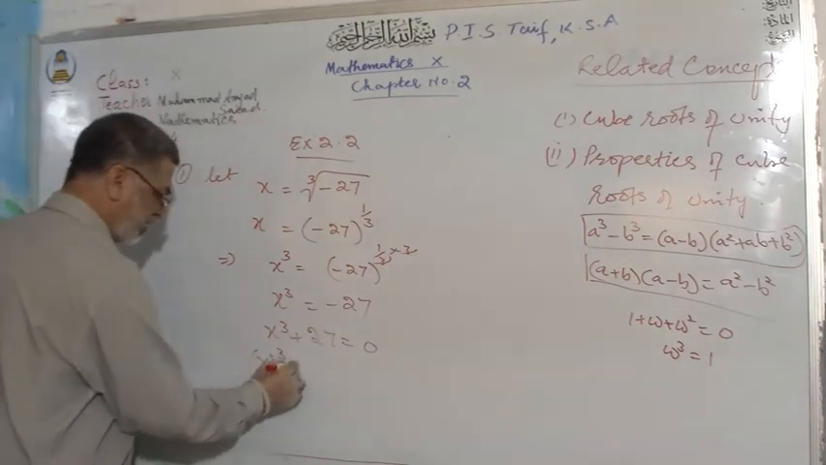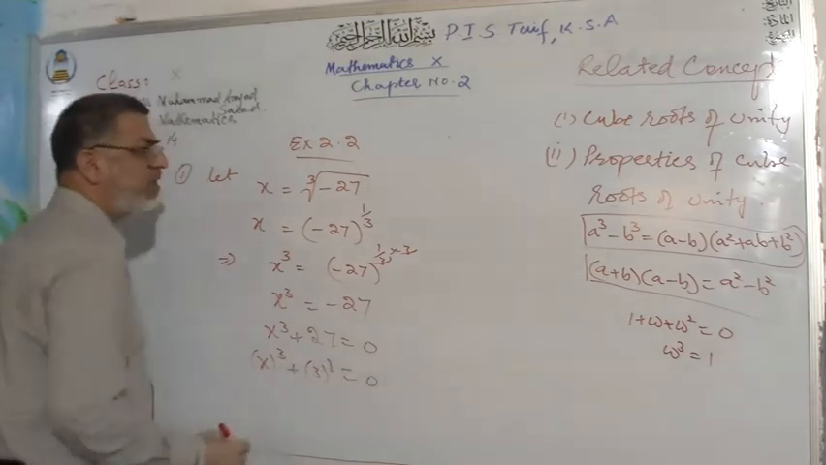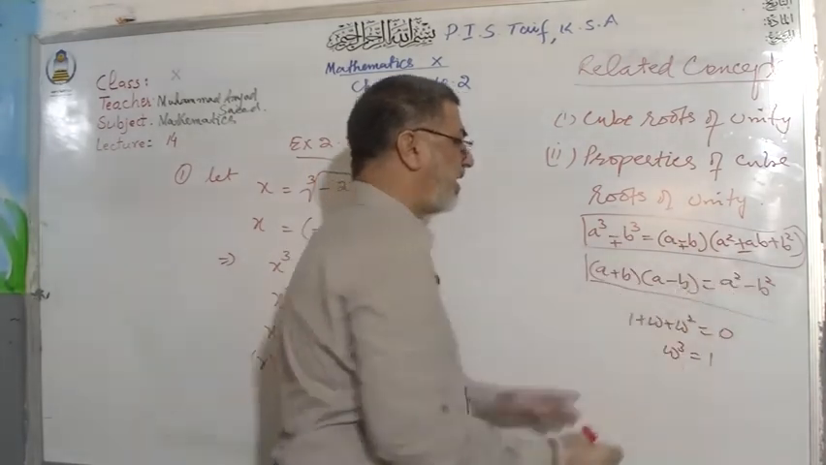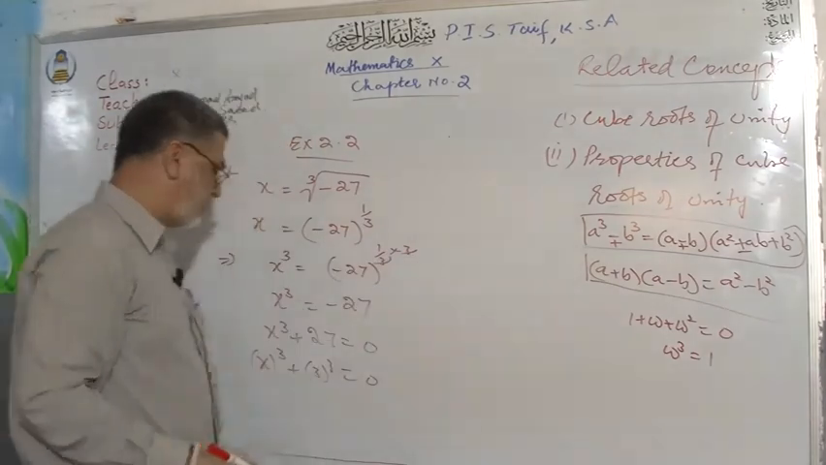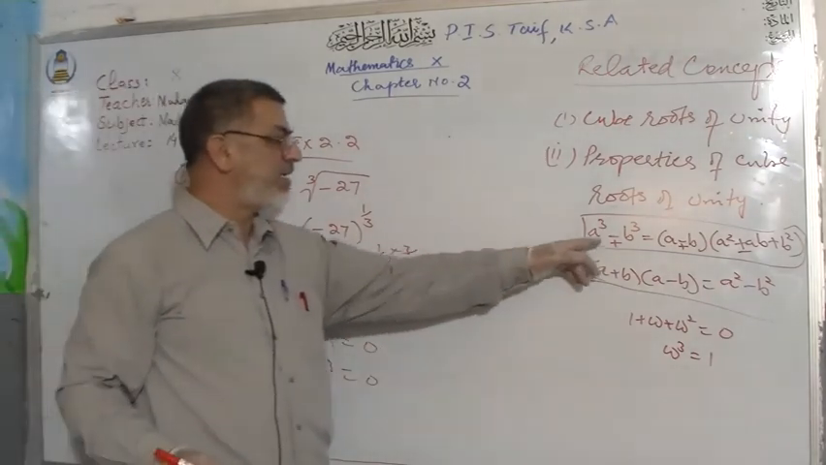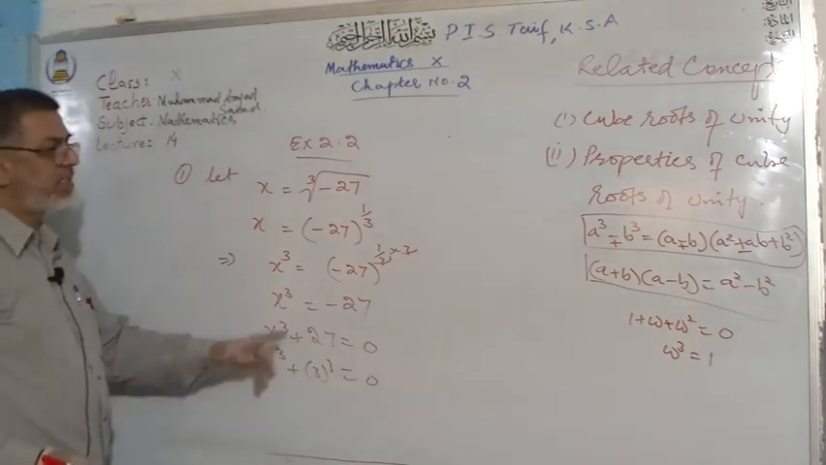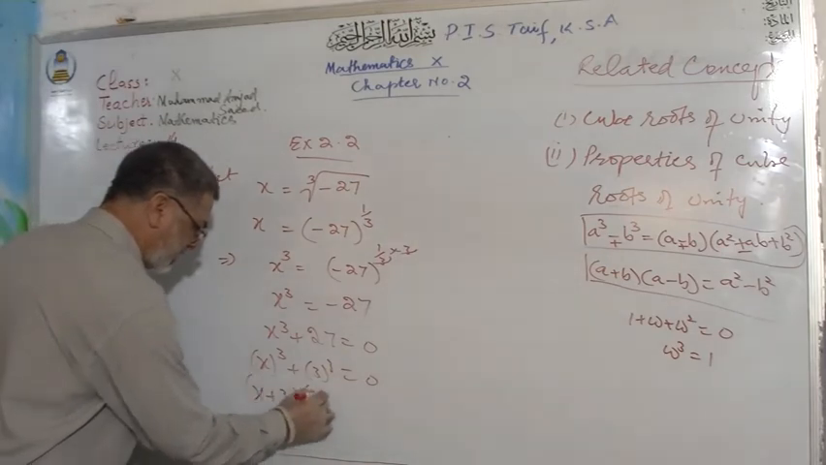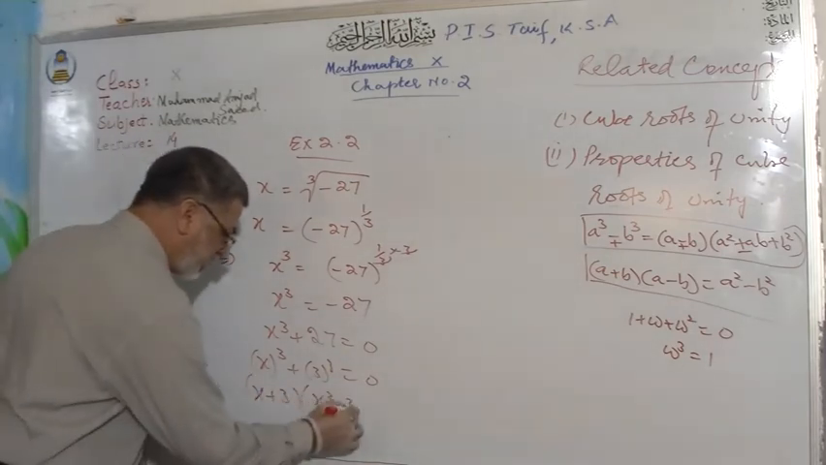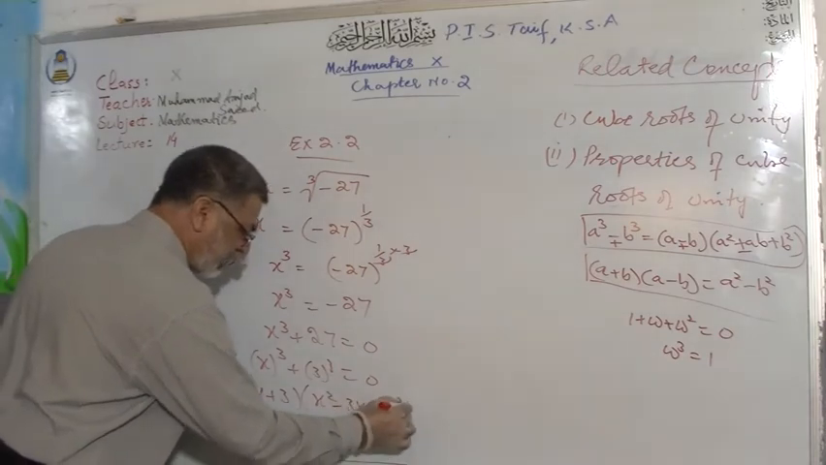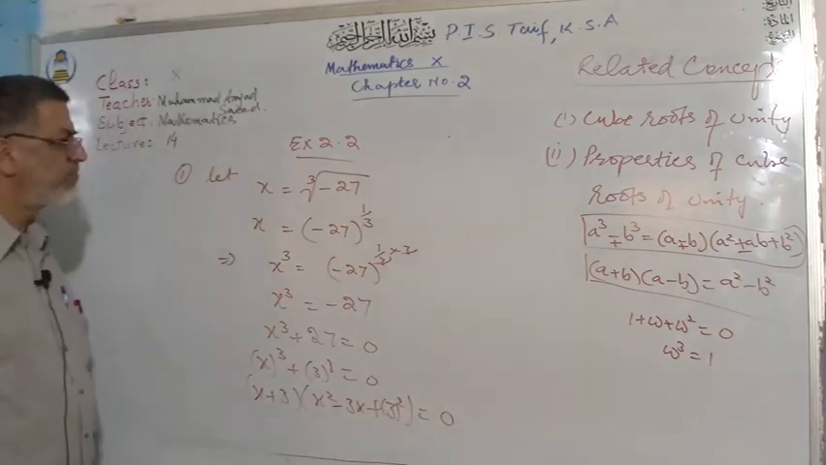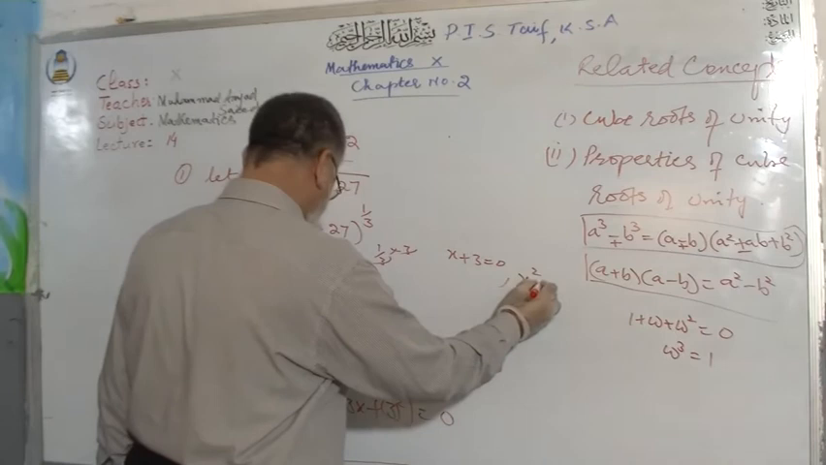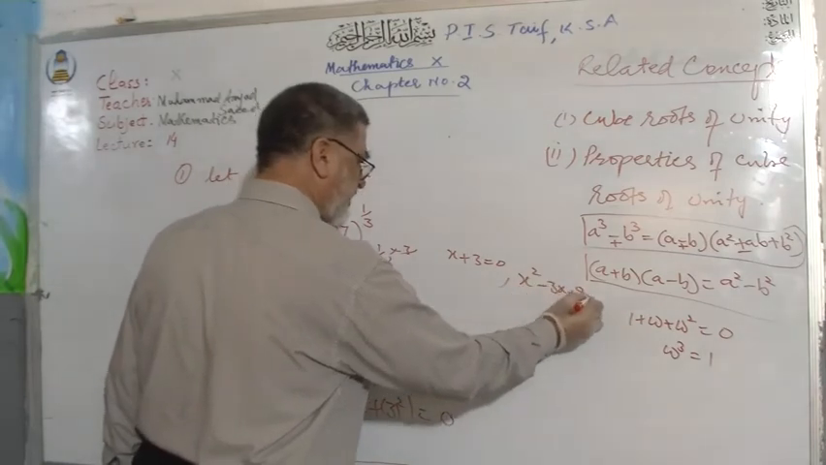Write down the formula. If the middle sign is plus, there will be a small bracket with plus and a big bracket with a negative sign. These are the two formulas: the first with the negative sign and the other with the positive sign. We have the positive formula. Remove this 3 and 3: x plus 3 into first square, minus first into second, plus second square, is equal to 0. Now we have x plus 3 is equal to 0 and x square minus 3x plus 9 is equal to 0.